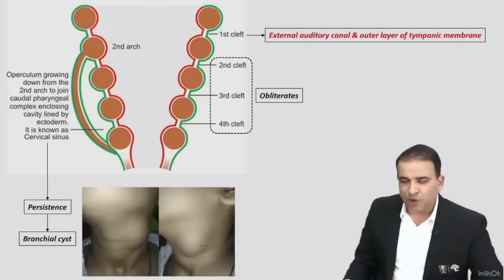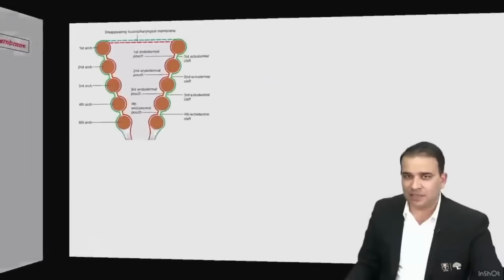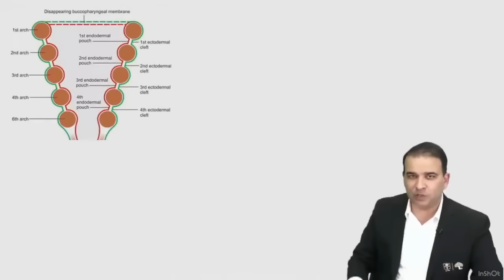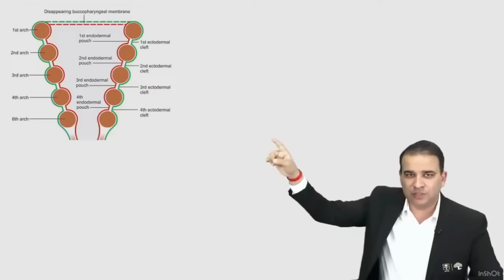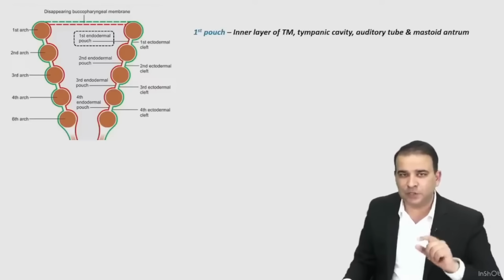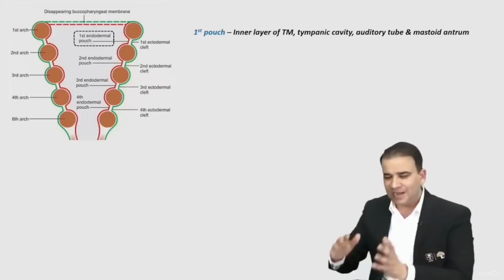Okay, now moving on to the pouches. Now let me just take another schematic picture here. This time I want you people to focus on the pouches, guys. Please look at the pouches there. First pouch, second, third, fourth pouch are mentioned inside. The first pouch, what will the first pouch give rise to? Now you can take a hint from the cleft.